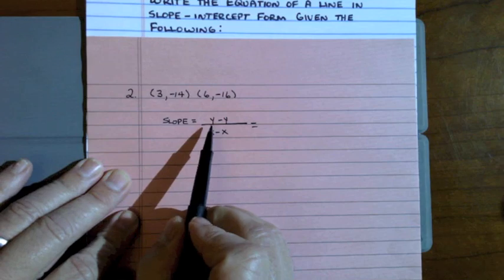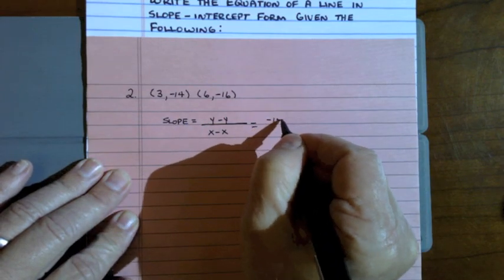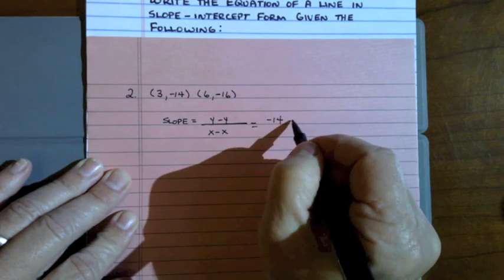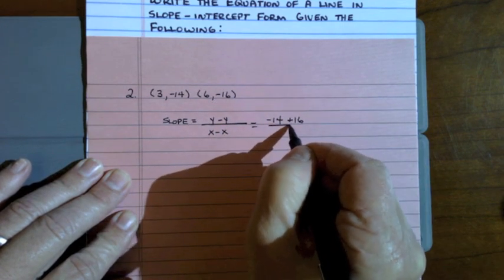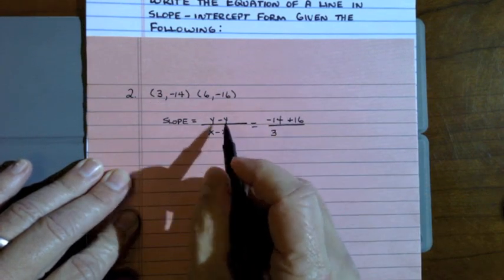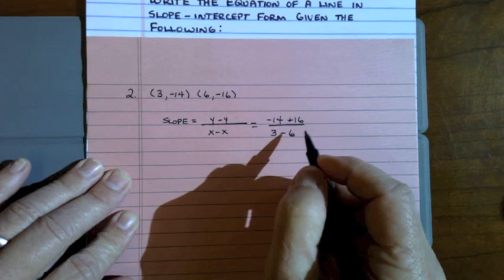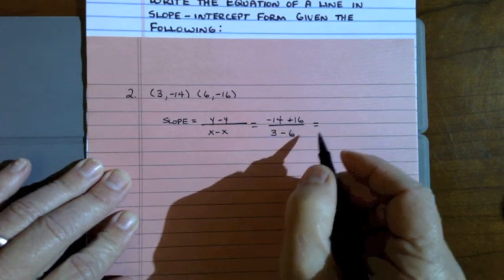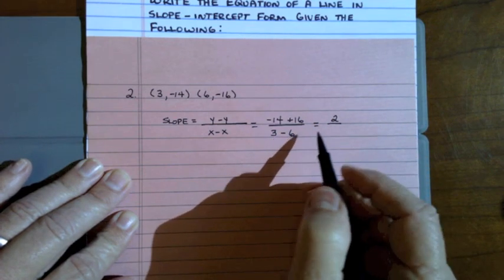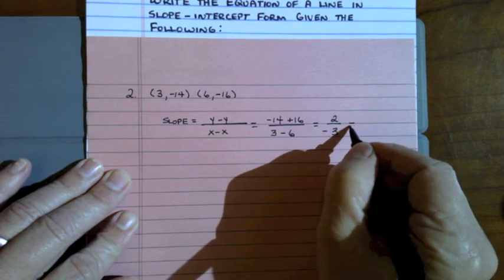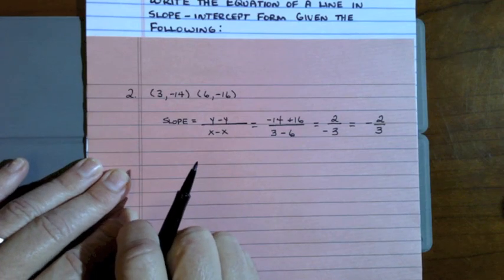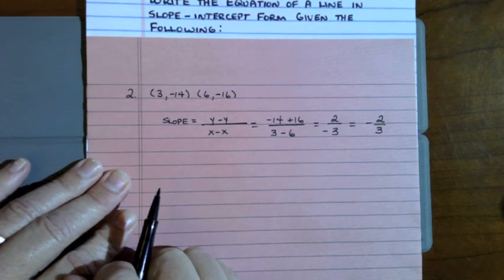So to use this formula, I take the first y, -14, the opposite of my next y, the opposite of -16, +16, divided by my first x is 3, and the opposite of my next x, -6. -14 plus 6 is +2. 3 minus 6 is -3. So the slope of this line is -2/3. I've got half the information I need. I need the slope and I need the y-intercept.